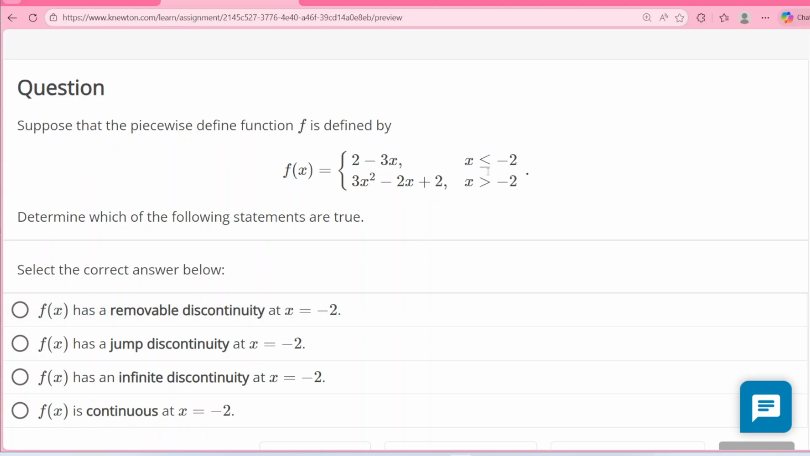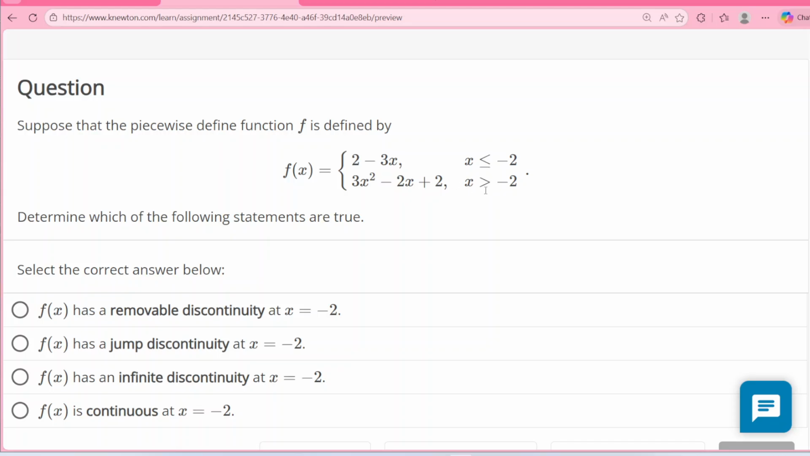So this is, again, pretty similar to a problem we saw earlier. So the value at -2 exists. When x equals -2, you go into this top piece. 2 minus 3 times -2, that's 2 plus 6, which is 8. And then the left side limit would also be 8 because you're still in that top piece.